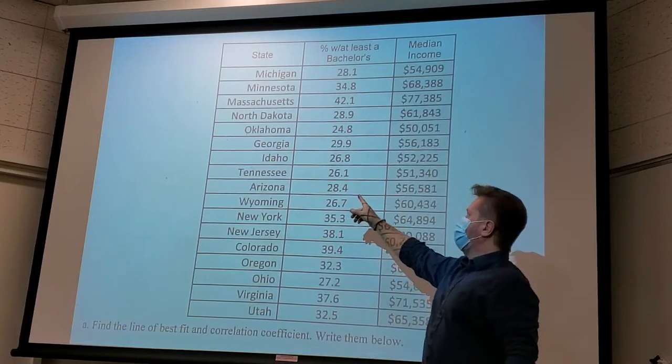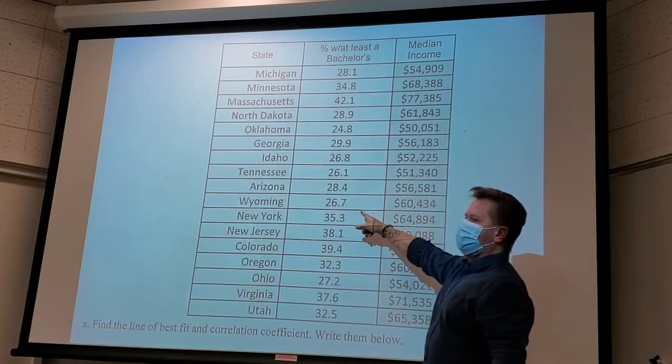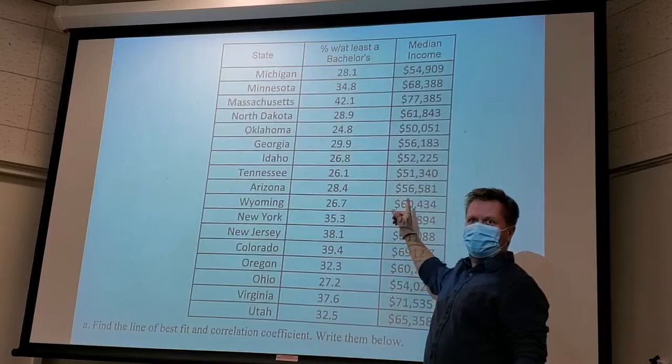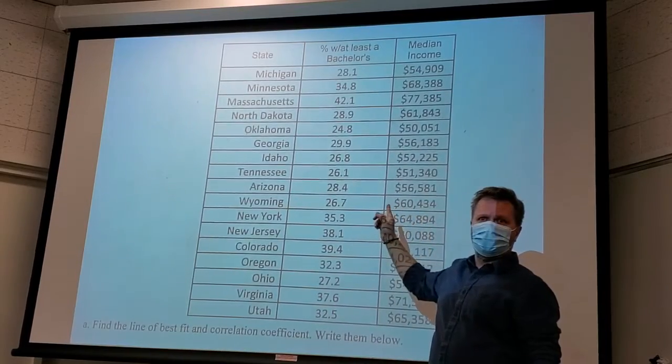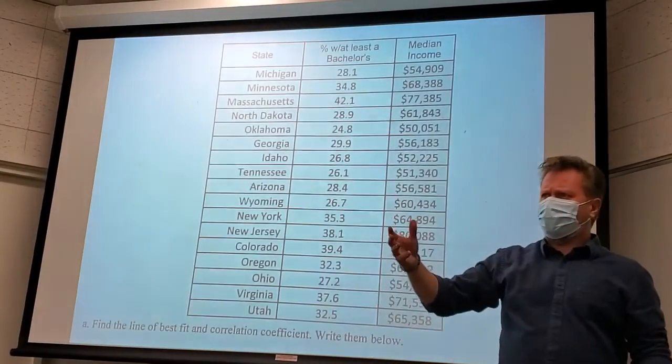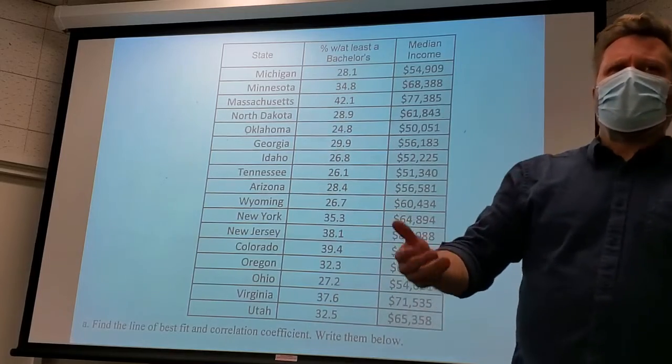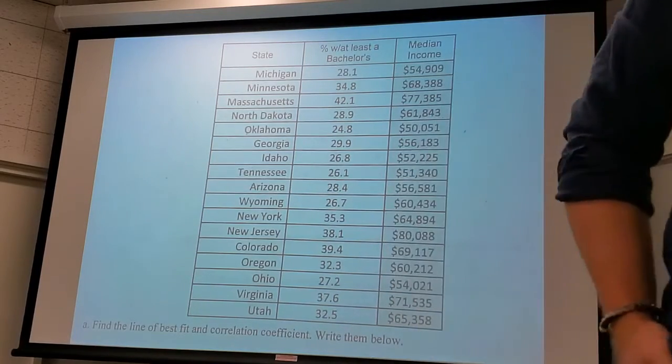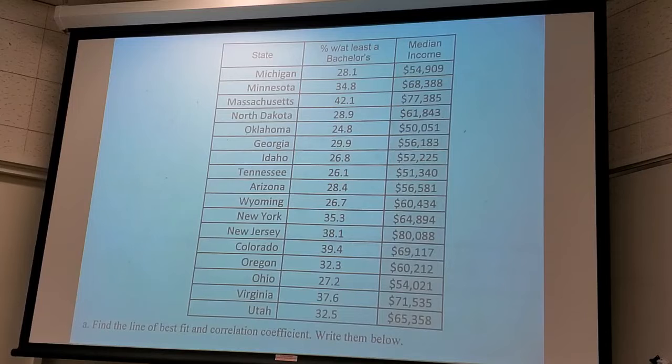Does it make sense that there should be a correlation between the percentage of bachelor's degrees in a state and the median income? Should there probably be a correlation there? Maybe? Okay. Now the causation is a different thing. You would think that bachelor's causes income to go up, but maybe income goes up, which means more people can go to college. Or maybe it's a little bit of both, right?